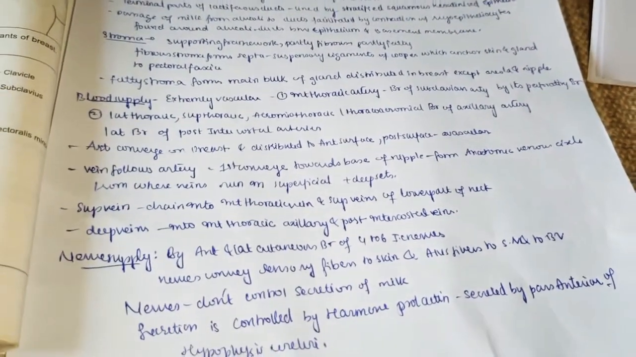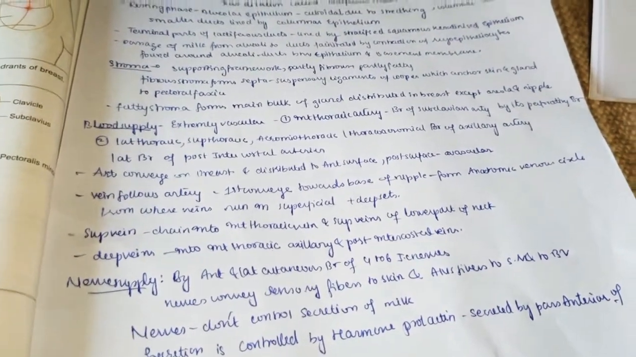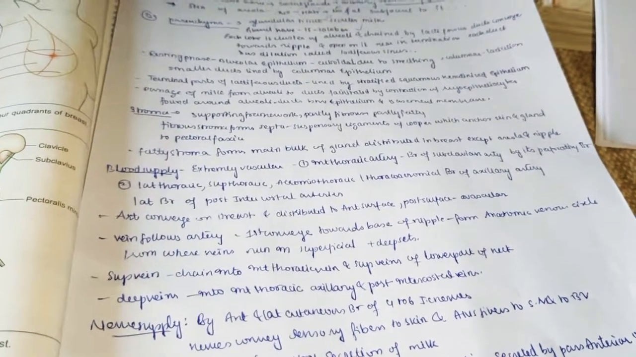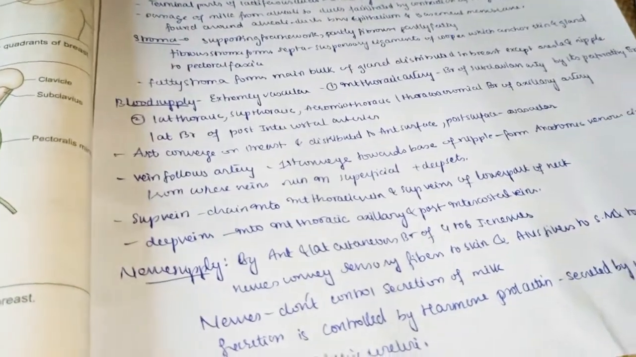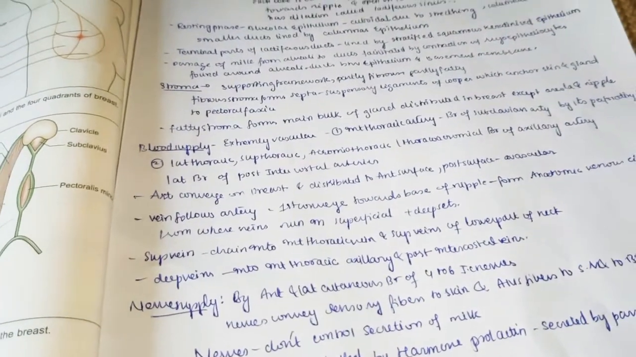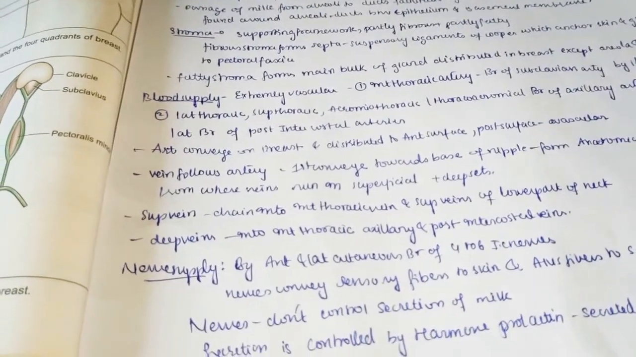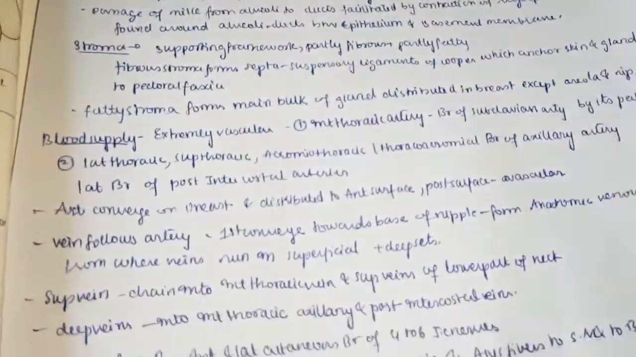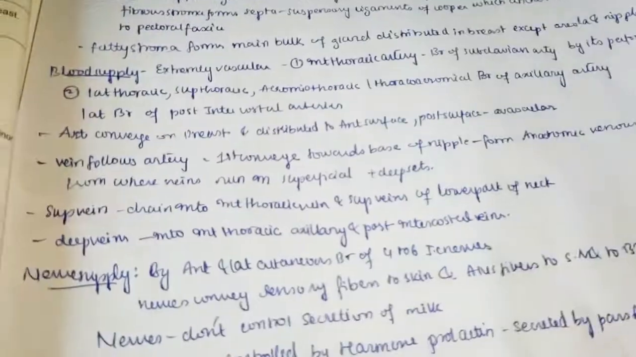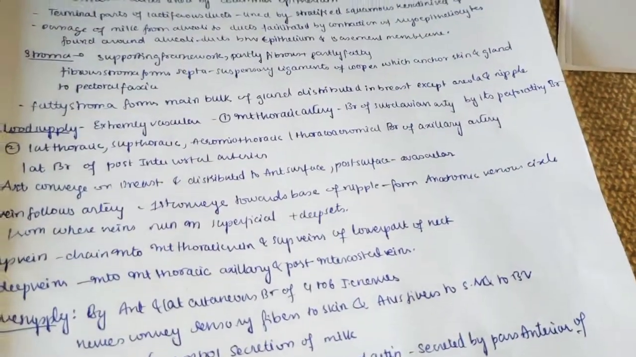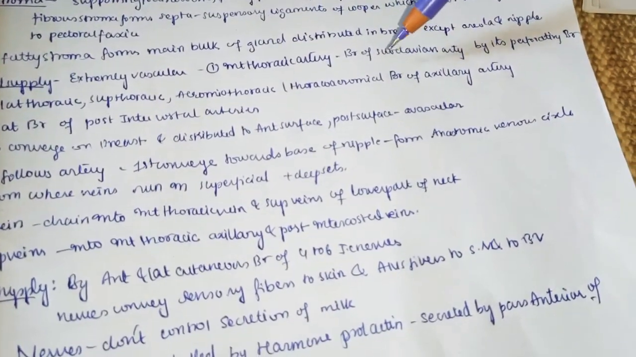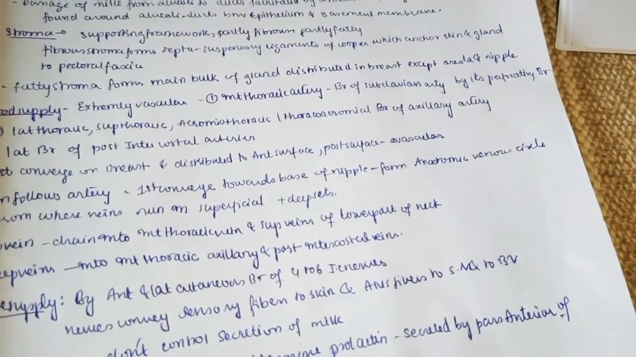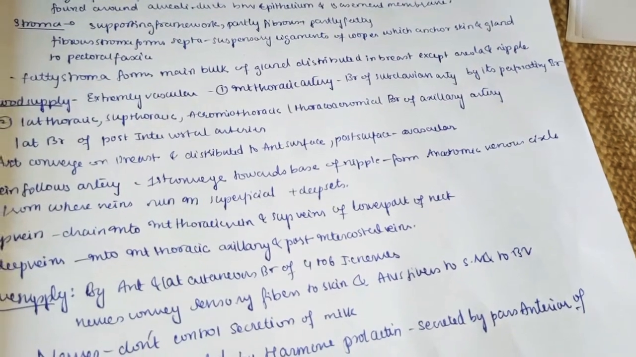Now we will see the blood supply. As we said already, it's heavily vascularized, and many nerves are also giving branches to our mammary gland. It's extremely vascular, meaning many blood vessels are coming to it. So first, what is supplying the mammary gland? First you have the internal thoracic artery. The internal thoracic artery is a branch of the subclavian artery, by its perforating branches. So remember, the internal thoracic artery is a branch of the subclavian artery.